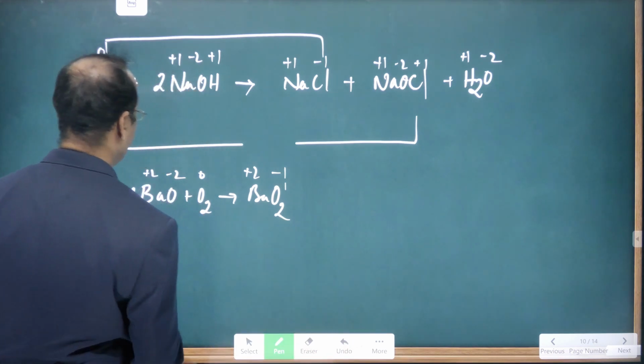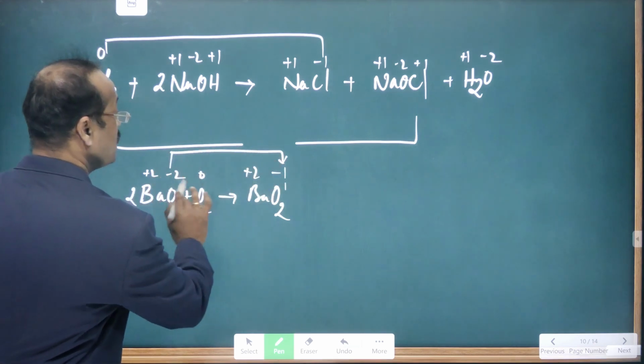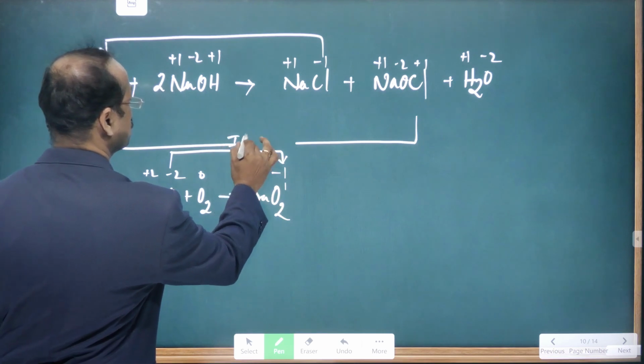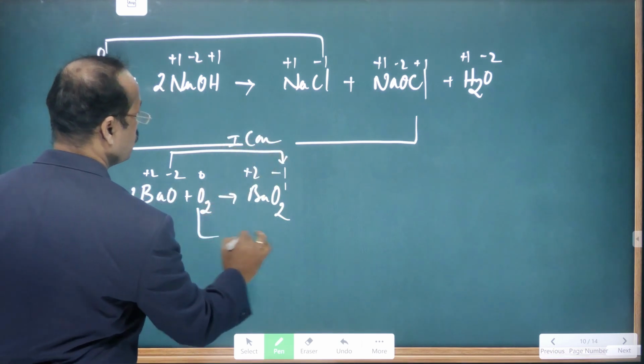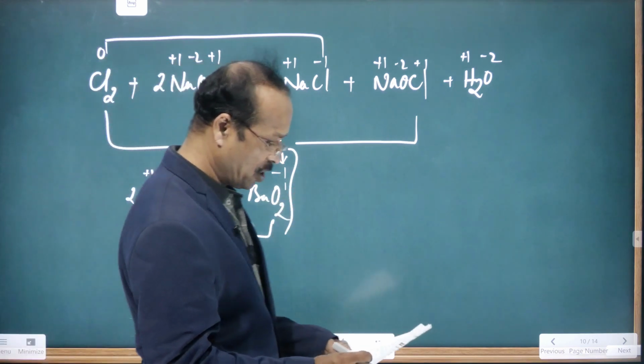So here you see, oxygen is -2 to -1. -2 to -1 means what? It is increased. So that is oxidation. Here 0 to -1 it is decreased. So this is reduction. So the first one is a redox reaction.